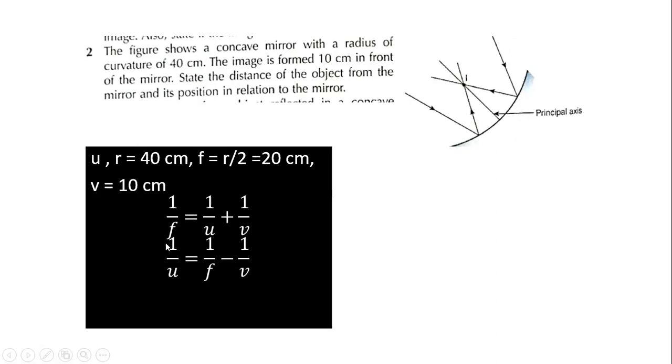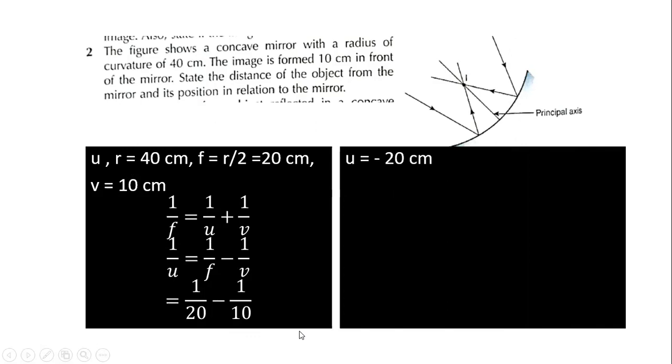Right? Take 1 over v across there. So 1 over f, put in your value. 1 over f is 1 over 20 minus 1 over v, which is 10 cm. And subtract. You get minus 20. So minus means it's a virtual image. So we should be able to interpret: the image is 20 cm behind the mirror. Okay? That means it's not here, it's here, behind the mirror.